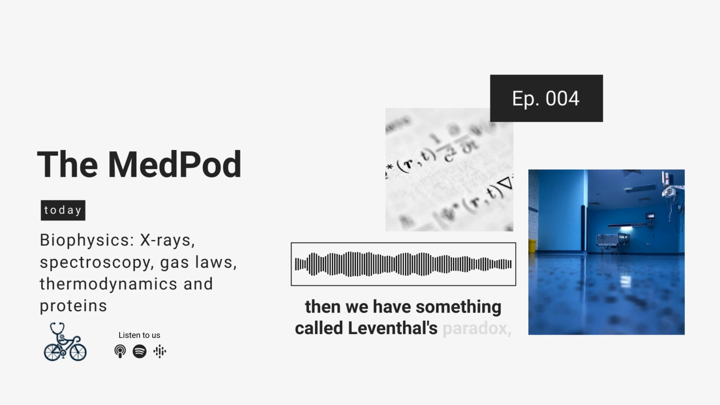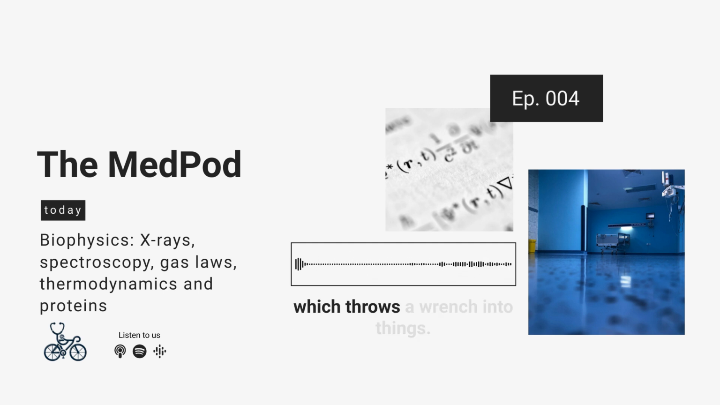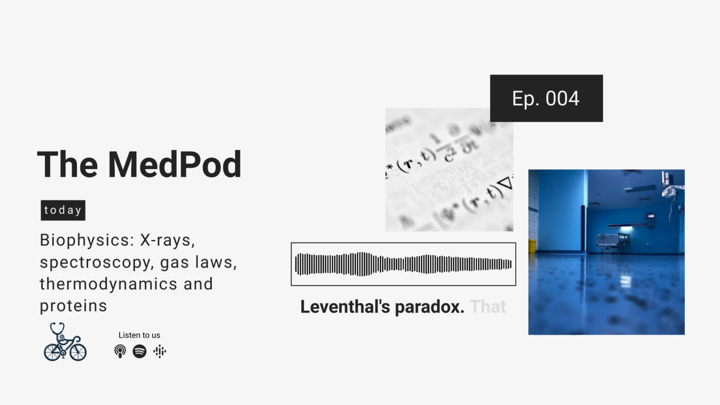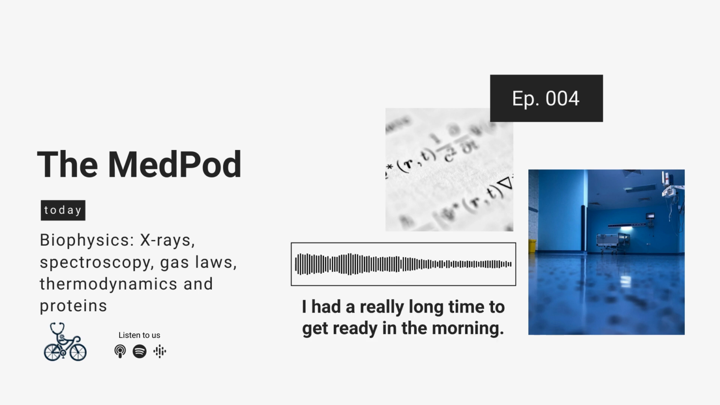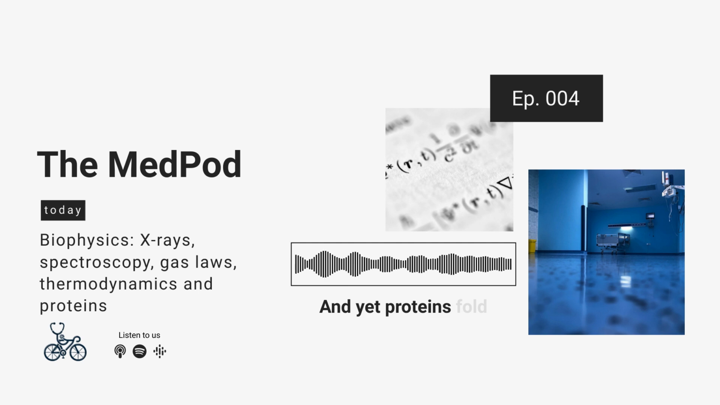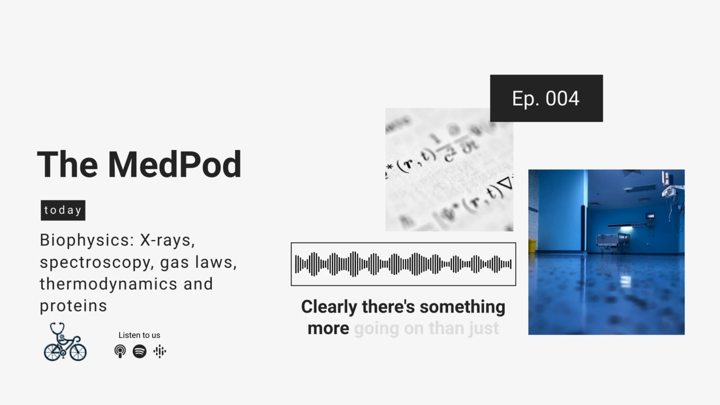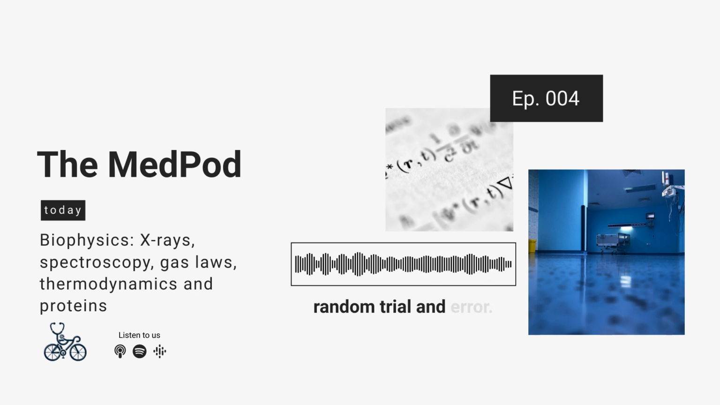But then we have something called Levinthal's paradox, which throws a wrench into things. Levinthal's paradox. That sounds intriguing. What is it? Well, Levinthal calculated that if a protein tried to fold randomly by trying every possible conformation, it would take longer than the age of the universe to find the correct structure. I had a really long time to get ready in the morning. Indeed. And yet proteins fold in seconds or even milliseconds. Clearly, there's something more going on than just random trial and error.